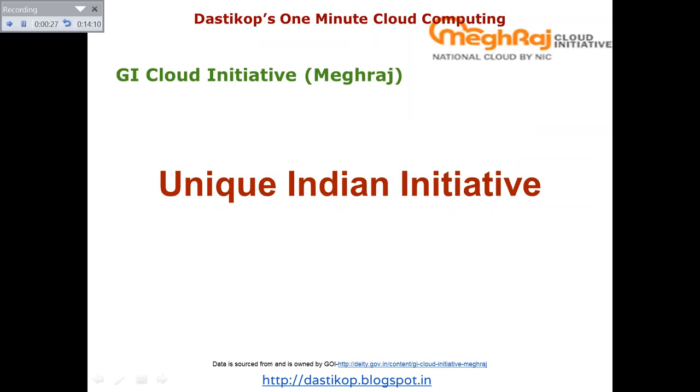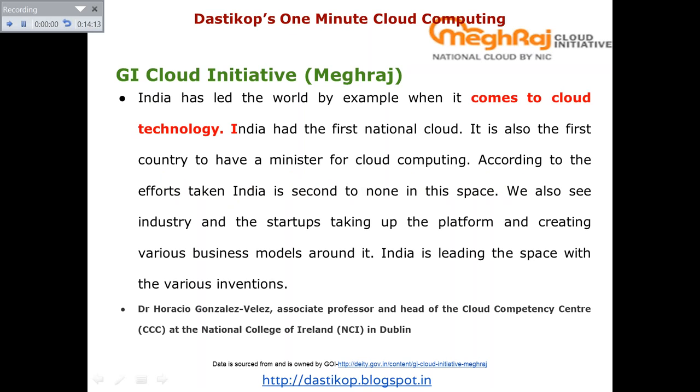And this is the opinion given by one of the persons who was visiting India recently. What he said is, India has led the world by example when it comes to cloud computing and technology. India had the first national cloud. It is also the first country to have a minister for cloud computing. According to the efforts taken, India is second to none in this space. We also see industry and startups taking up the platform and creating various business models around that. India is leading the space with various inventions.